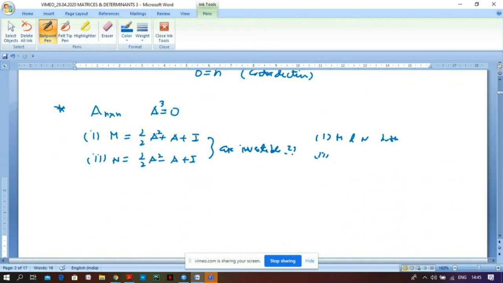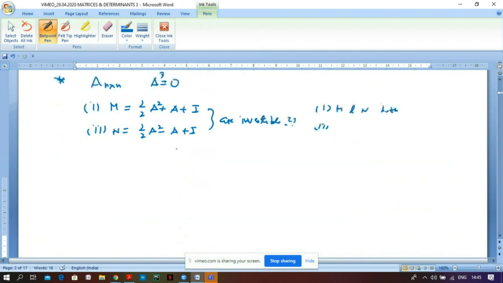So A cube is 0 and M is this one. You want to make up your mind about whether matrices M and N are invertible or not. I gave you advice last time: think of some identity that reminds you that this might be a part of it. So think of some algebraic scalar identity, say in x.